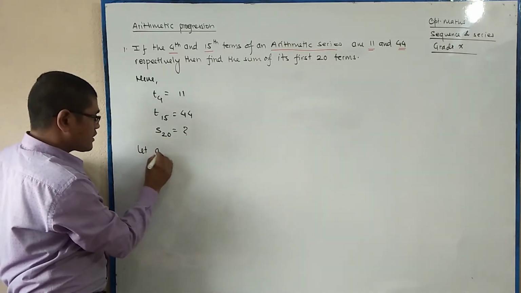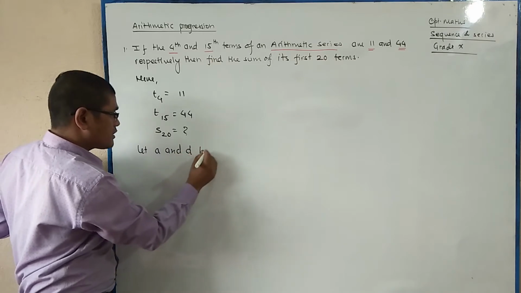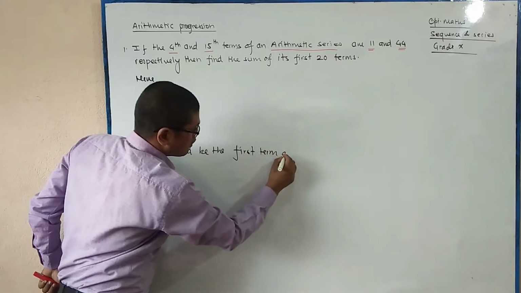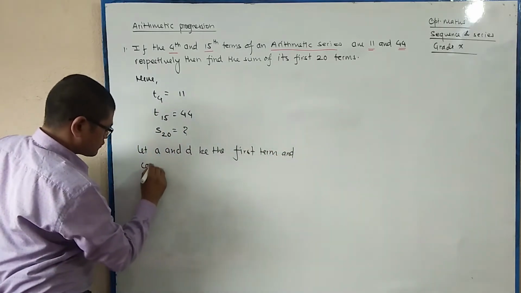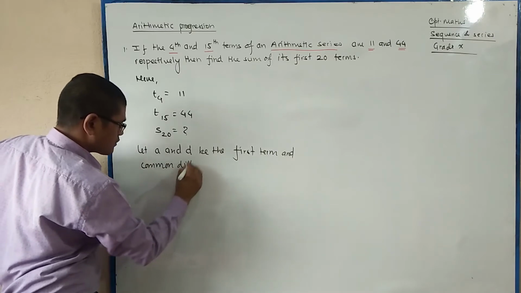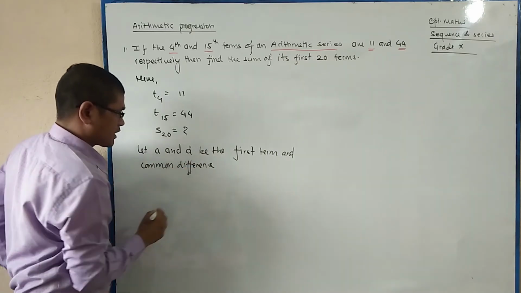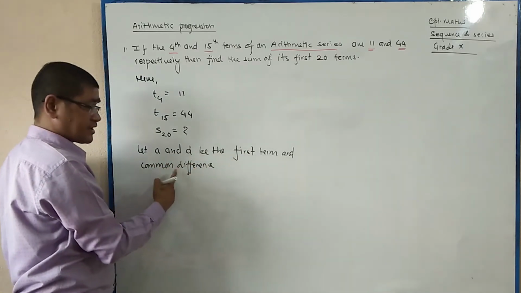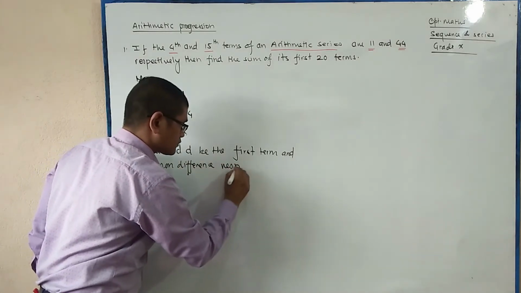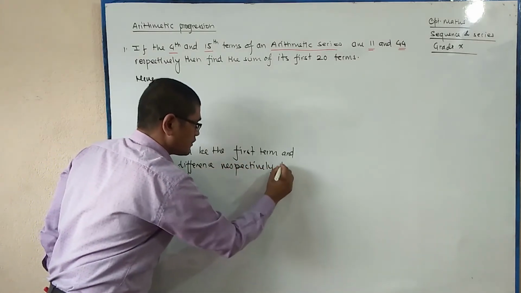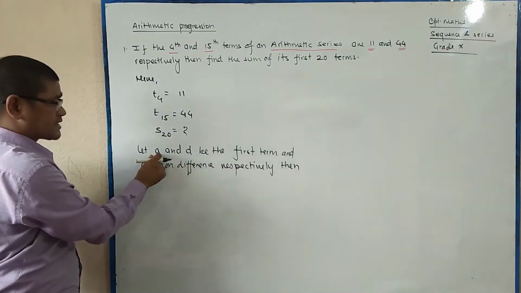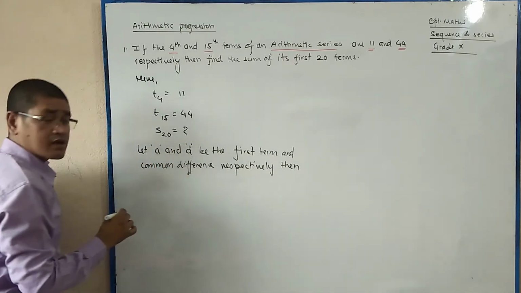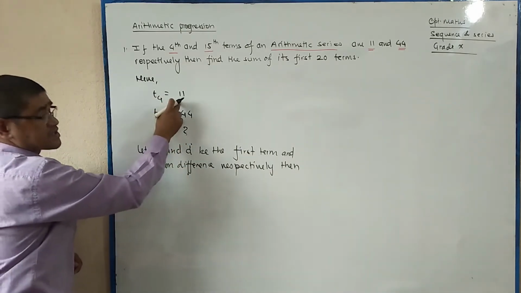Let a and d be the first term and common difference respectively. That means we are supposing a as the first term and d as the common difference. Then now we can easily use the formula. Then let's go for the first condition.